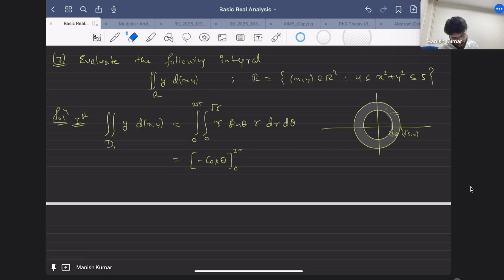Let's just verify this thing only, sir. This will be enough. This is coming out to be 0, so it's okay. So this is 0 again. Let's do the same for D2 by another method. That also would be 0.